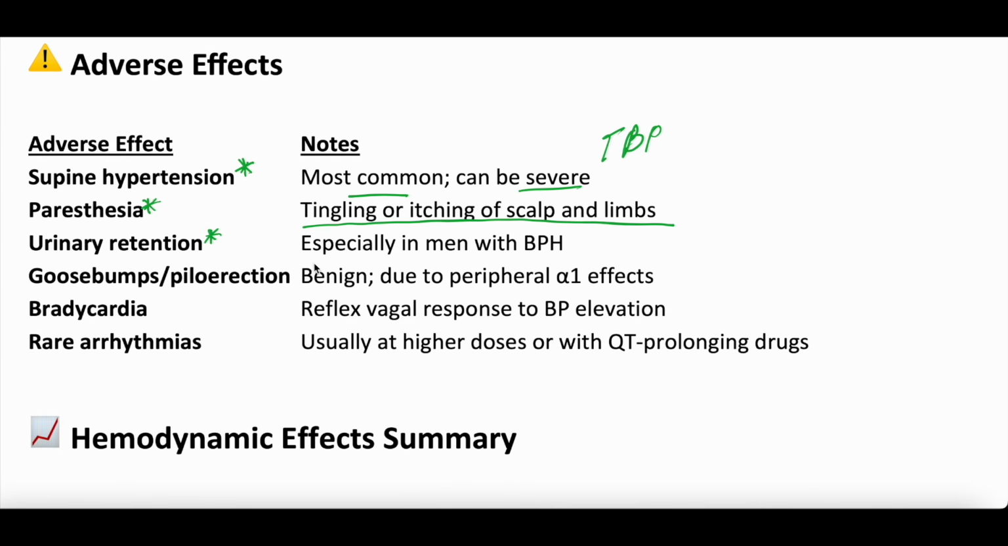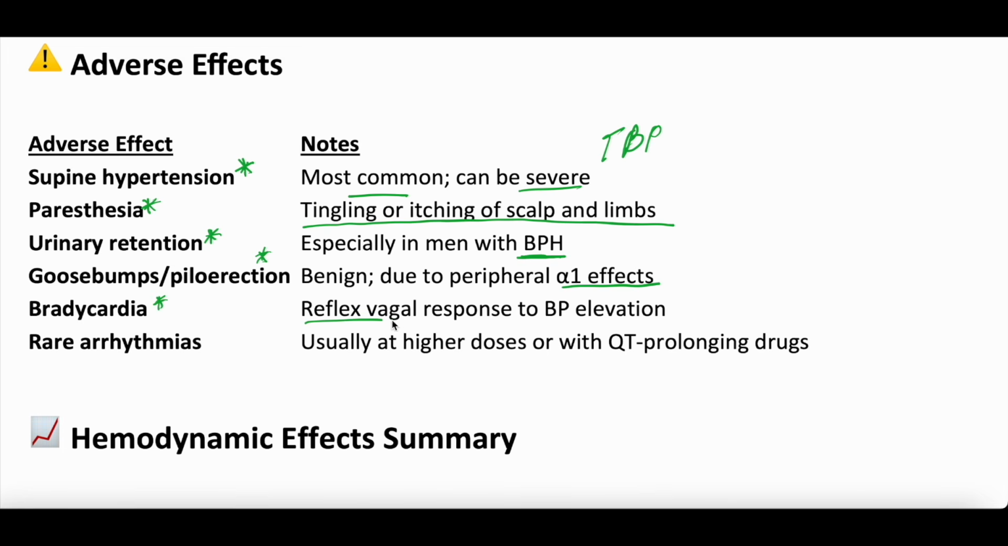Urinary retention, as we talked about, it can cause urethral sphincter or bladder sphincter constriction, which can then lead to urinary retention. This is especially worse in patients with BPH or benign prostatic hyperplasia, men, obviously. It can cause goosebumps and piloerection due to the alpha-1 effects. Piloerection is where the hairs on your extremities stand up.